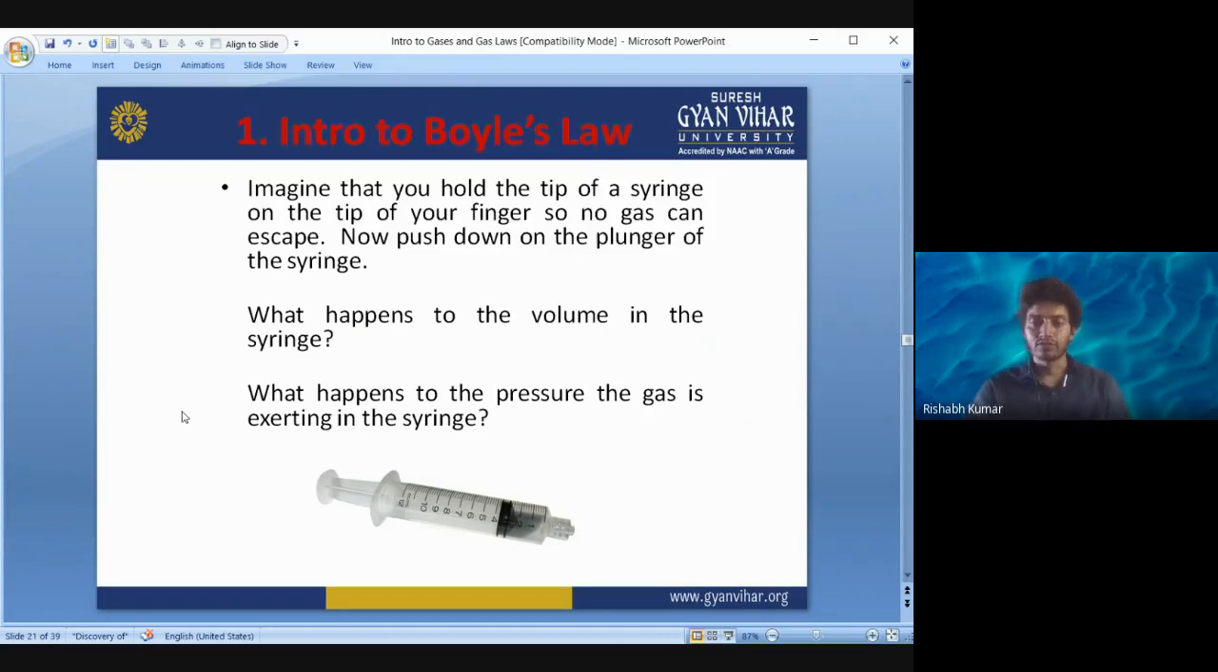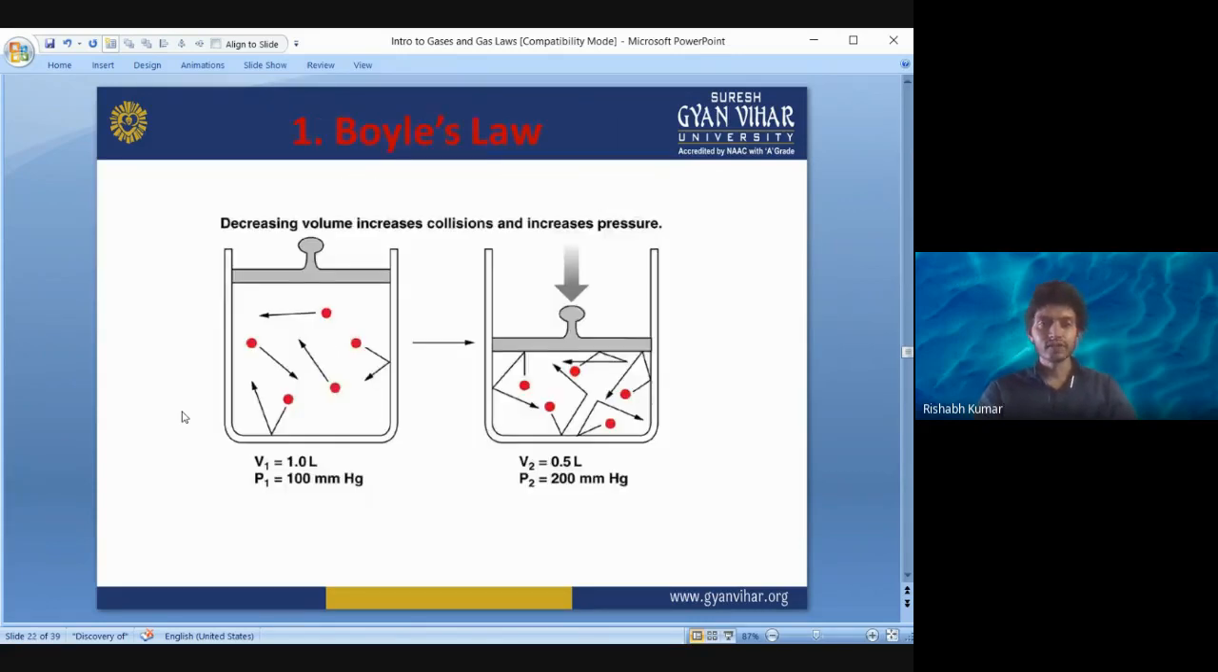If we close the escape route by placing our finger, then what will happen? We push the plunger, the volume will decrease and the pressure will increase, right? So Boyle's law states that decreasing volume increases the collisions and increases pressure.